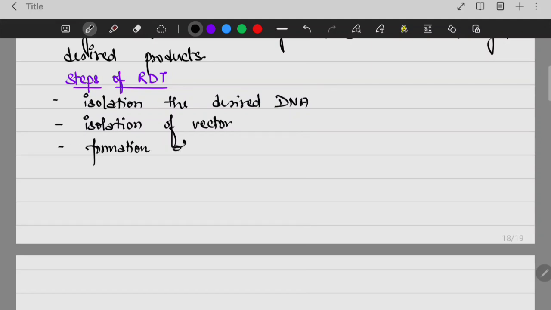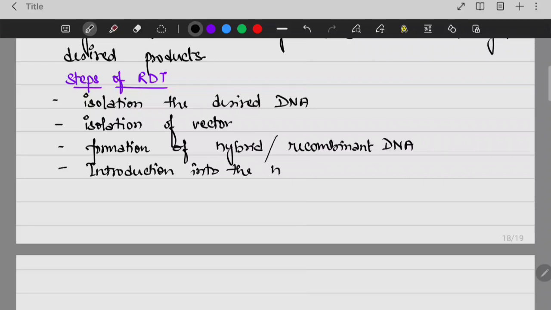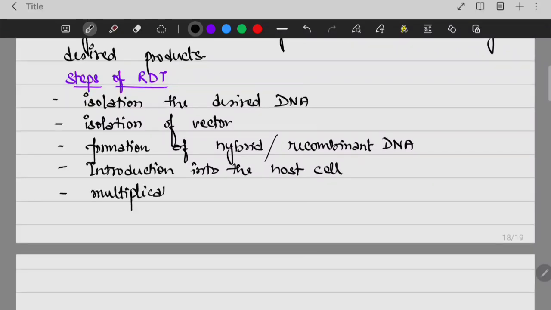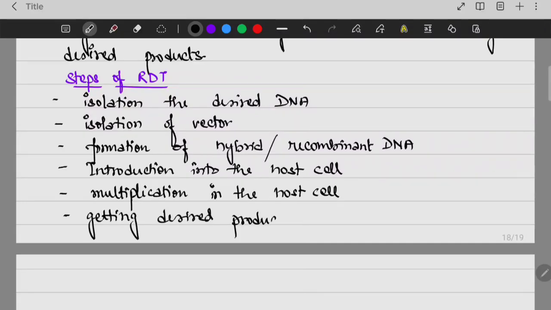Formation of hybrid, or I would say recombinant DNA. Okay, along with the vector and the desired DNA, the recombinant DNA is formed. Then introduction into the host cell, then multiplication in the host cell, and finally getting desired products. So these are the basic steps of the recombinant DNA technology.